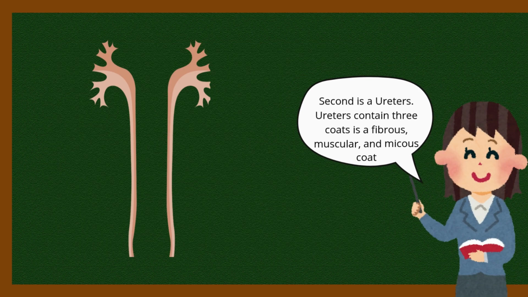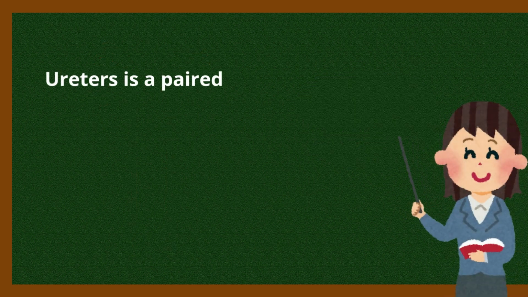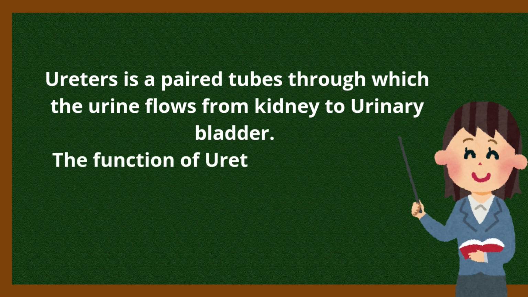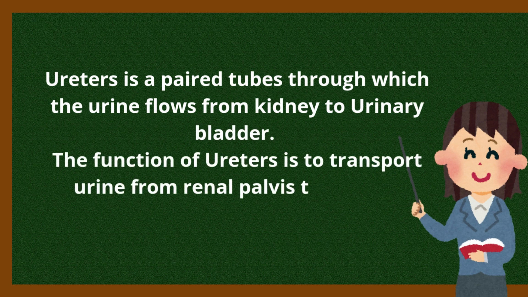Second are the ureters. Ureters contain three coats: fibrous, muscular, and mucous. The ureters are paired tubes through which urine flows from the kidney to the urinary bladder. The function of the ureters is to transport urine from the renal pelvis to the bladder.